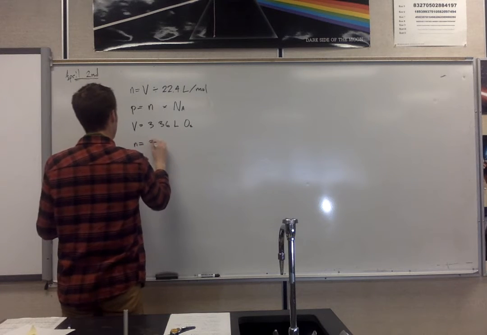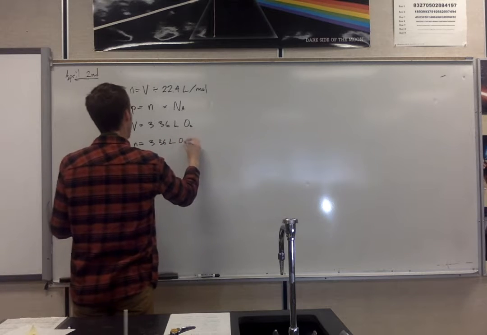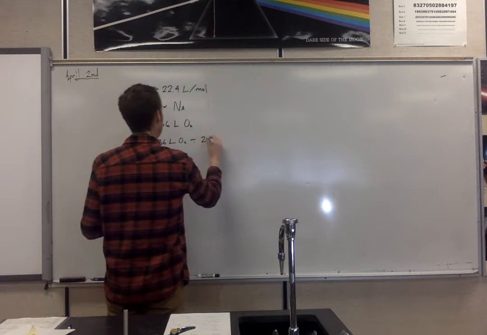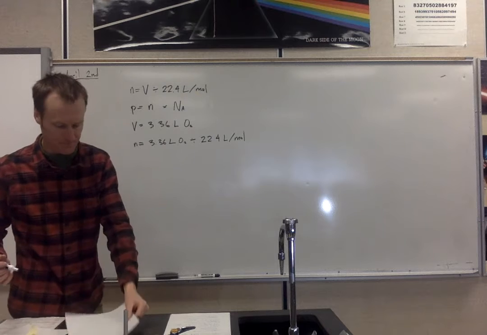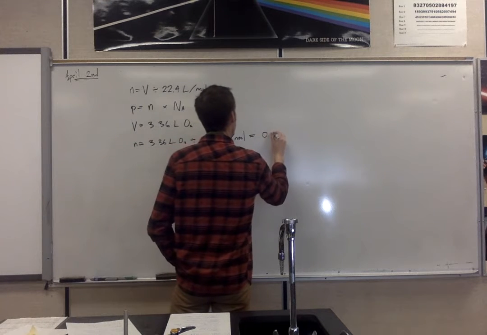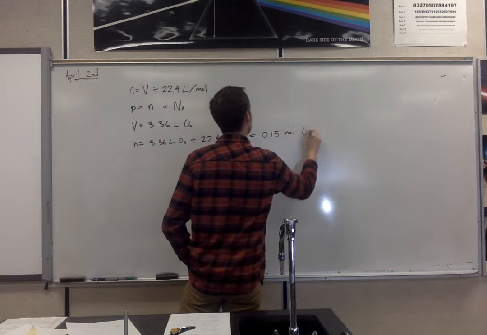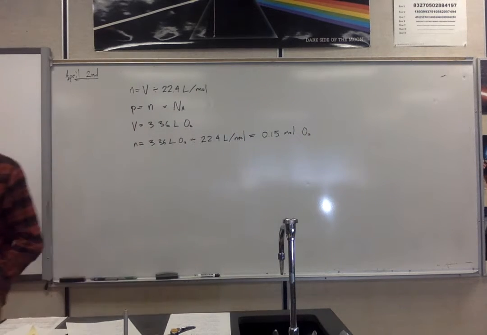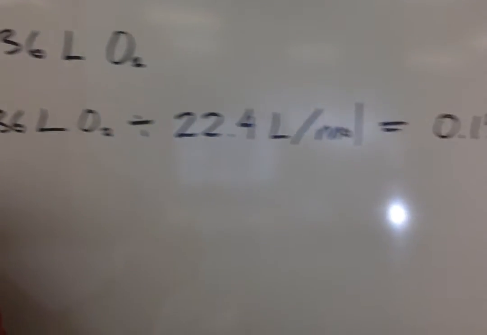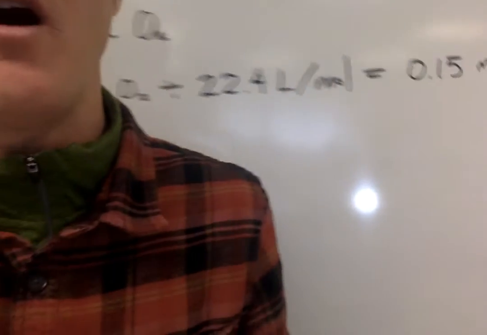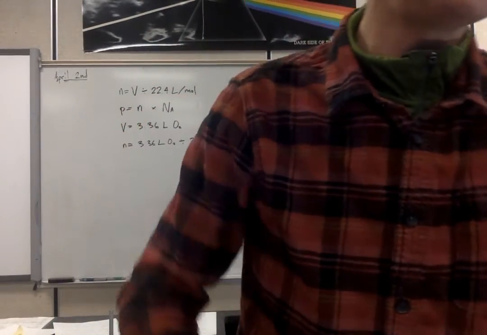n equals your 3.36 liter figure of oxygen divided by 22.4 liters per mole. I get 0.15 moles of oxygen. Notice I'm keeping in everything here. I'm keeping in those figures, not only of the units, but what the units are of. The units are of oxygen. Not just any volume or chemical amount, but a chemical amount and volume of oxygen.